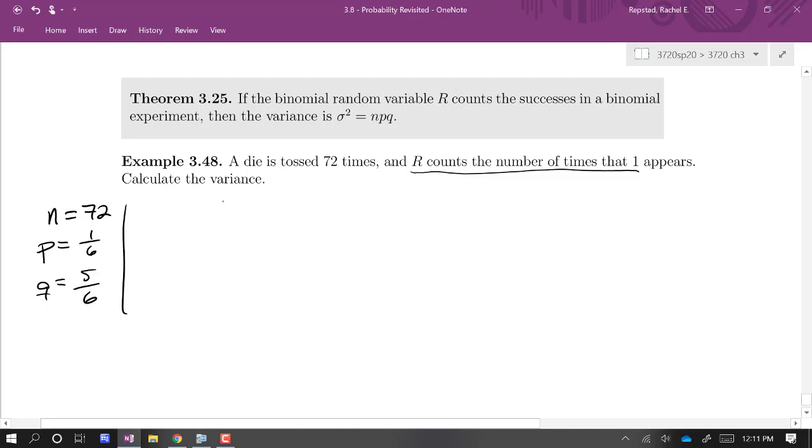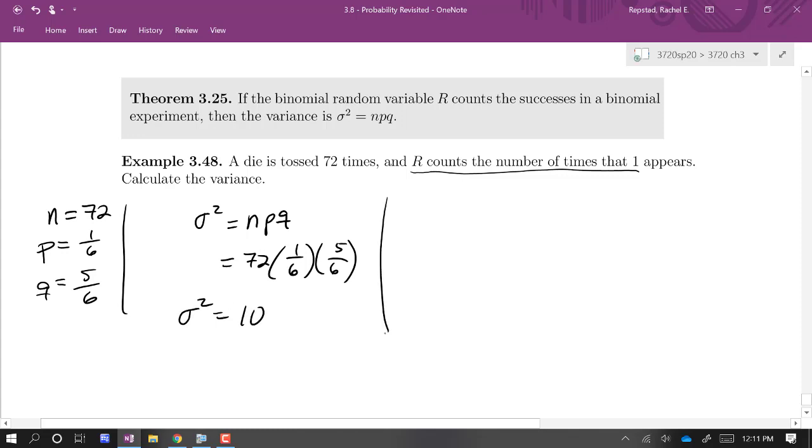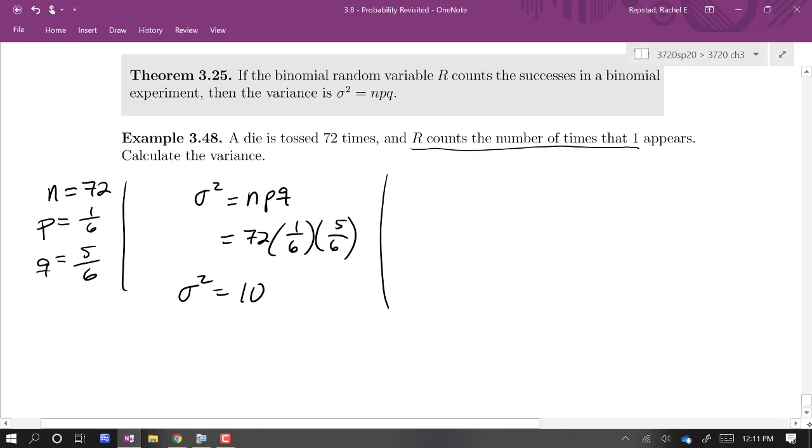Then we want to find the variance. Sigma squared is npq, so that's 72 times 1 out of 6 times 5 out of 6. And if you calculate that, you should get 10. The variance is 10 here, and they didn't ask for it, but we could do it just because it's so simple. The value of mu, the expected value, or the mean, is just n times p, 72 times 1 out of 6, and that's 12. We would expect a 1 to come up 12 times.